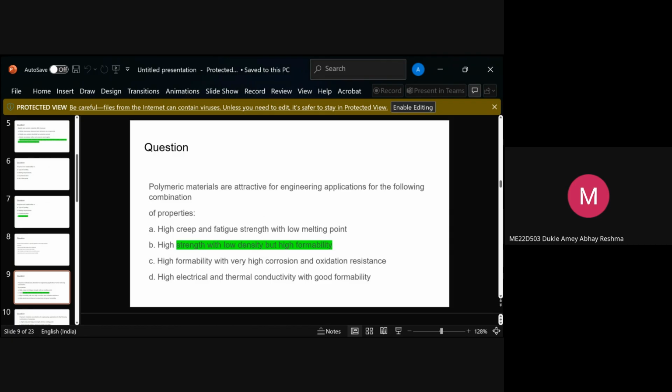Again, it does not have high creep and fatigue strength with low melting temperature. It has high strength with low density, and also has high formability. It can be used in various applications.